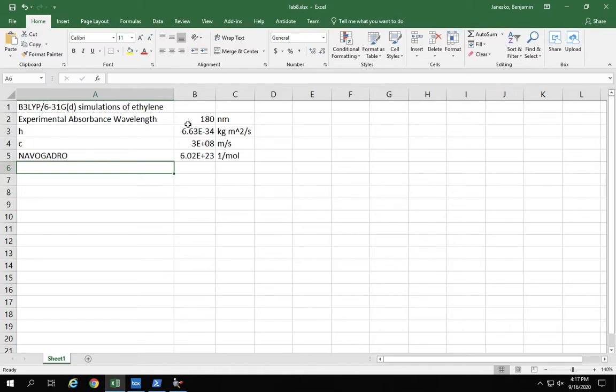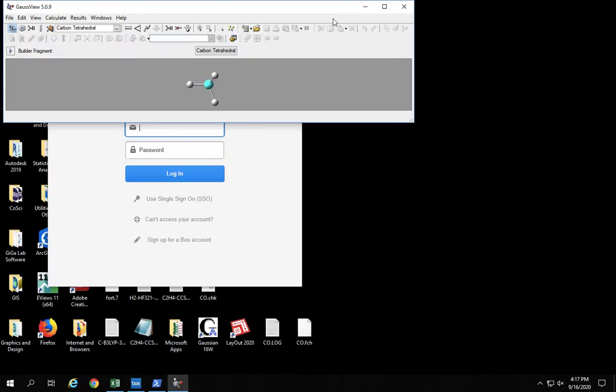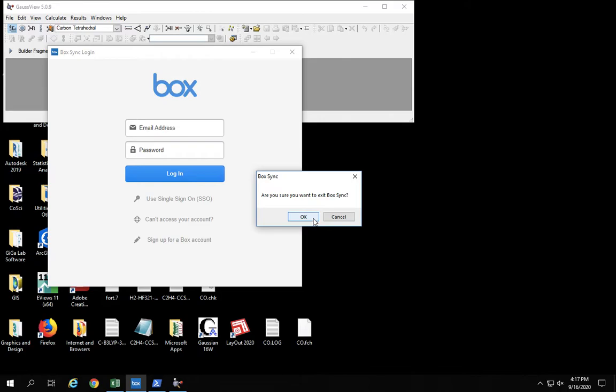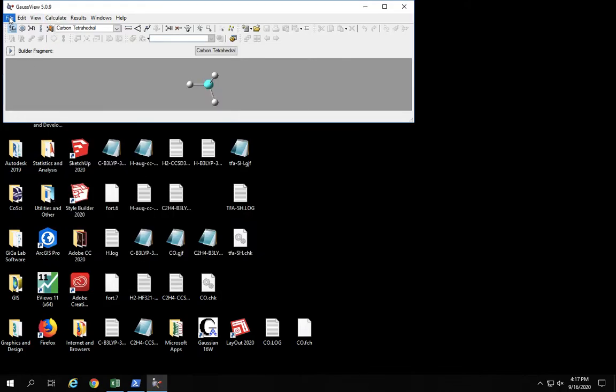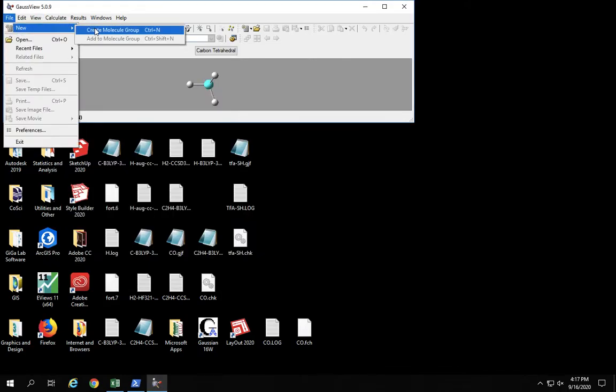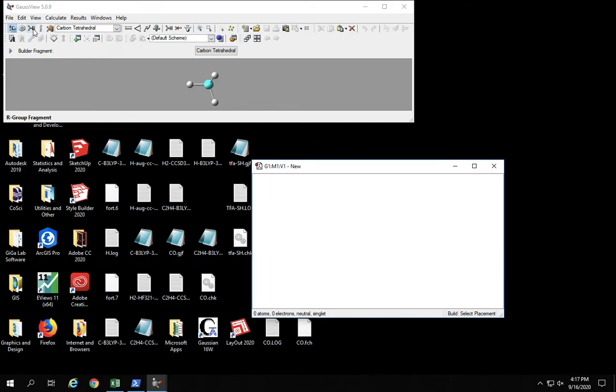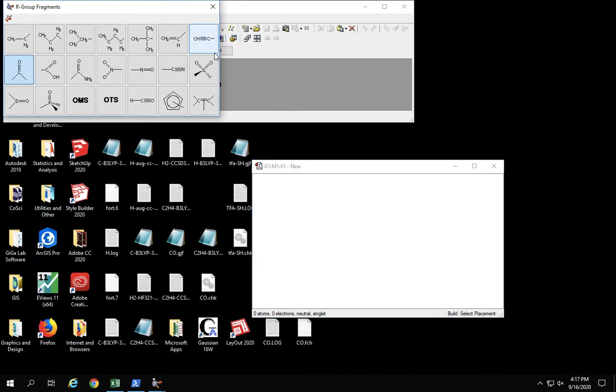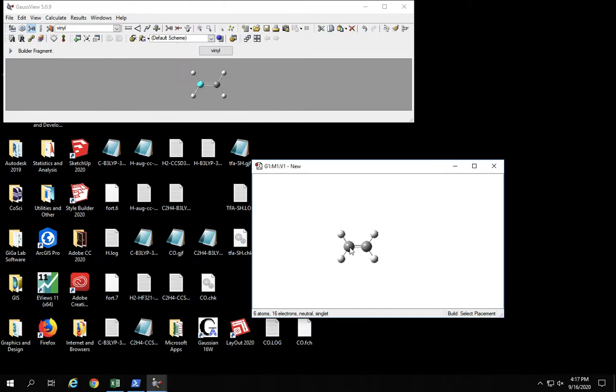nanometers. So, our first step, whenever we do these simulations, we always want to start with a decent ground state geometry. Especially if we're going to be looking at an excited state geometry, you want to start with a ground state geometry. So, I'm going to start by creating the molecule. I'm going to make a new molecule. It's going to be ethylene. I can use the R group tool to just grab a decent geometry of ethylene.